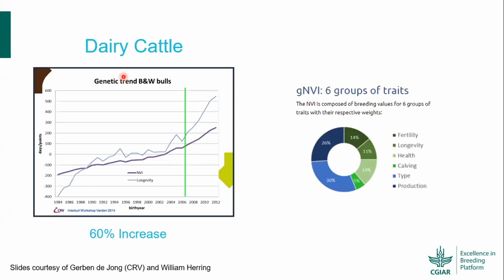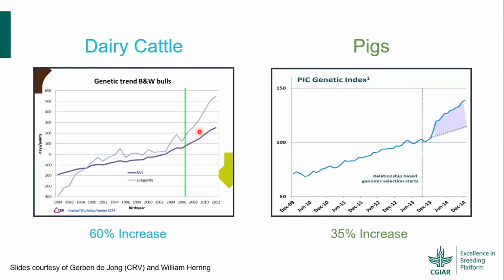These slides that I'm going to show just for a minute are a courtesy from De Jong and Herring. Here, for example, what you can see in this plot on the left is the trend for what they call the NVI, which is the total merit index that is used in the Netherlands and Flanders, so in Belgium, for ranking the bulls and also the longevity. It's an index that includes these traits, and you can see that when genomic selection started to be used, there was a sudden increase in the rate of response to selection, a 60% increase.